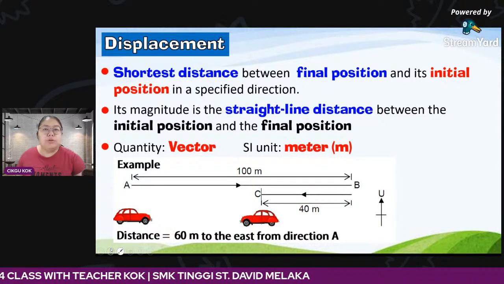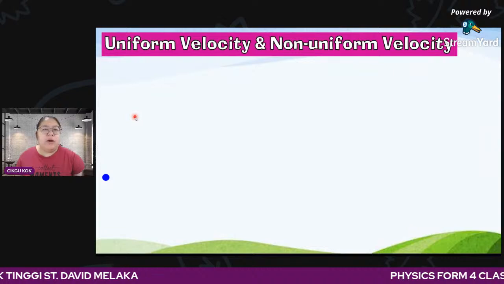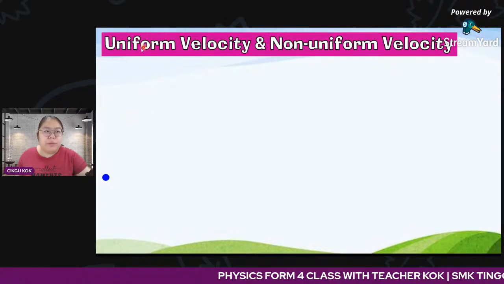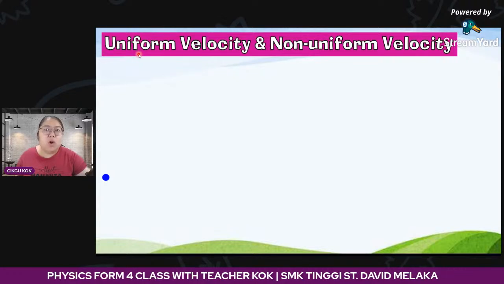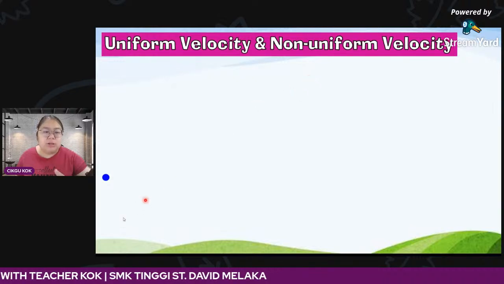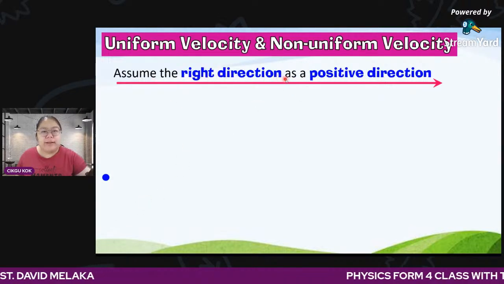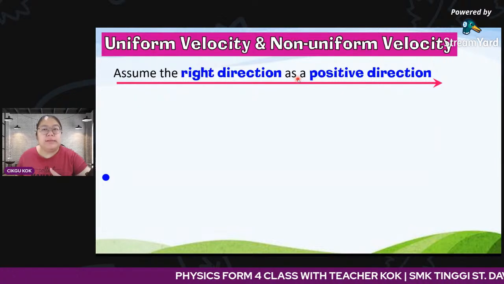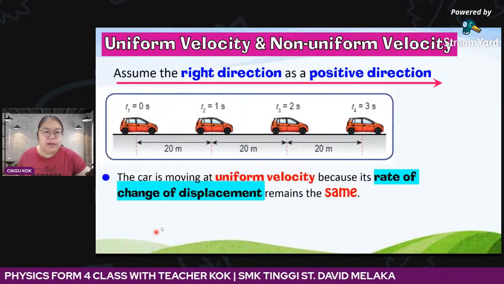Okay, now we go to another topic: uniform velocity and non-uniform velocity. Uniform, everybody understands, uniform means constant. That means your velocity is always the same. Non-uniform means your velocity will change. Now, assume the right direction as the positive direction. Normally we assume like this, the right-hand side is positive. Now we're going to see the diagram.